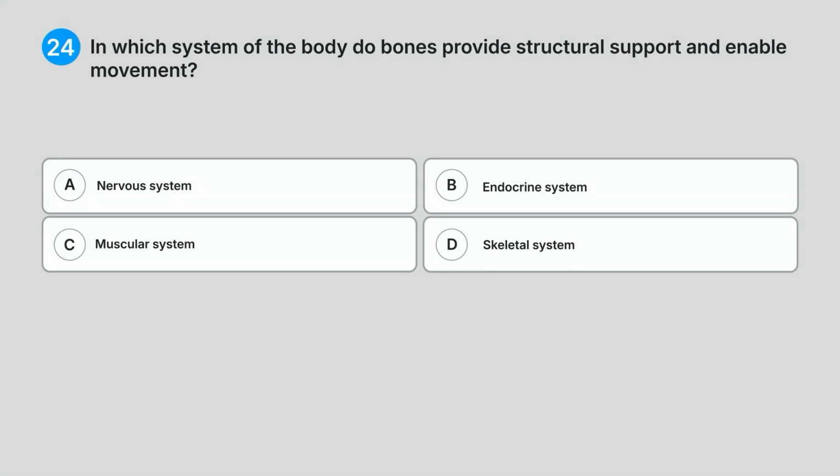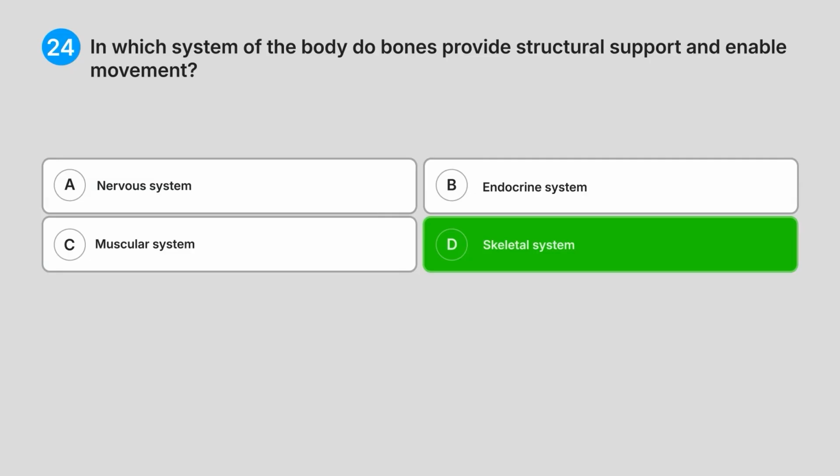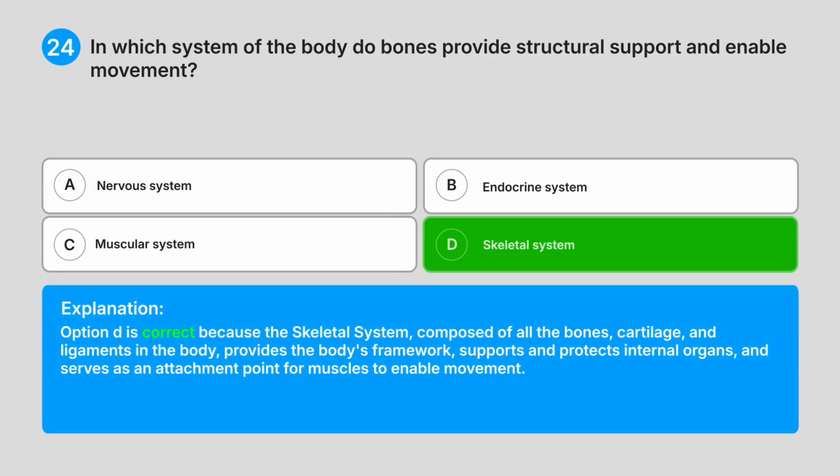Correct answer: D. Skeletal system. Explanation: option D is correct because the skeletal system, composed of all the bones, cartilage, and ligaments in the body, provides the body's framework, supports and protects internal organs, and serves as an attachment point for muscles to enable movement.